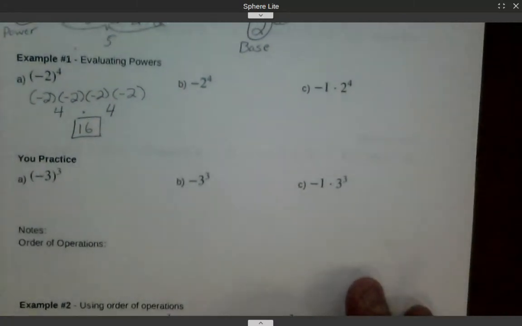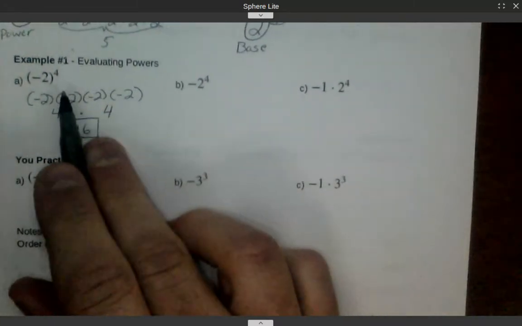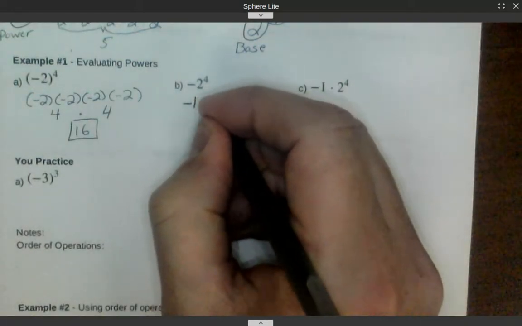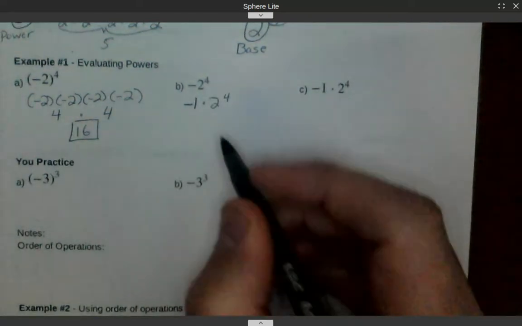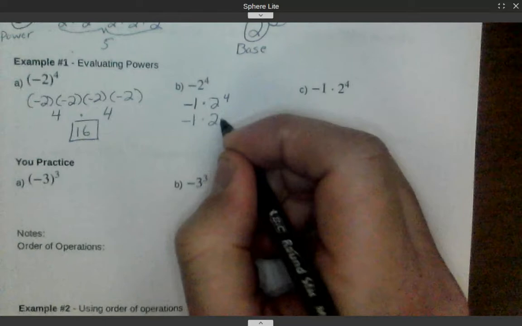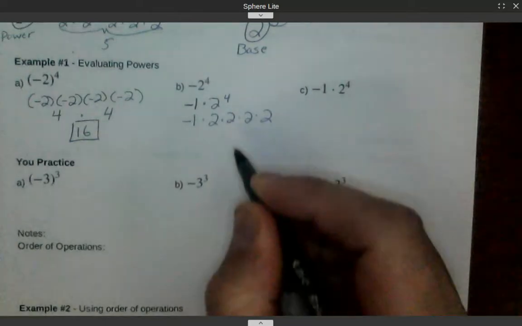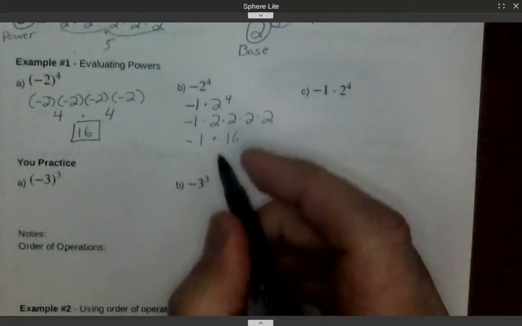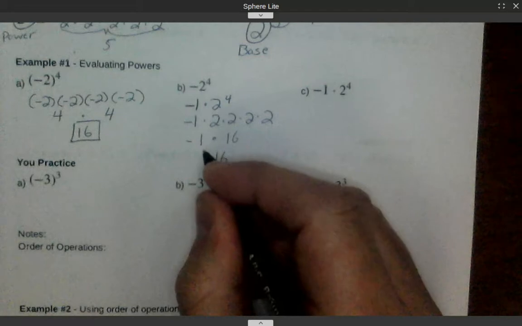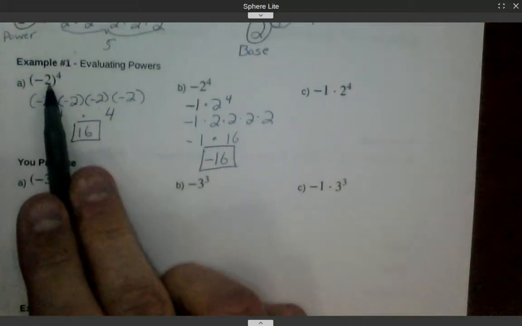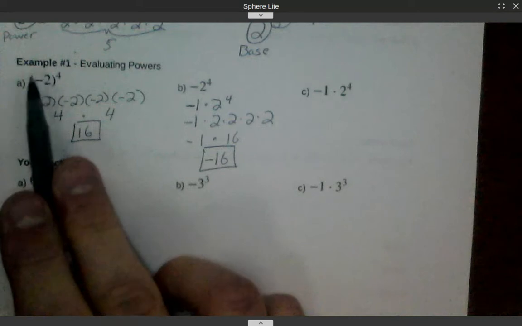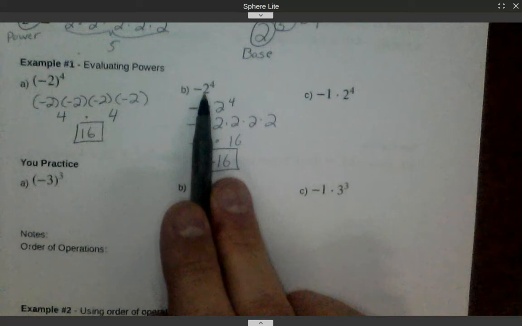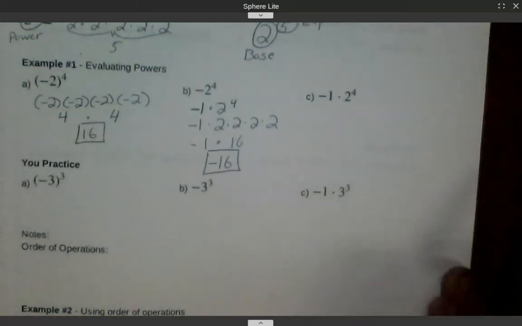Now, letter B is a little tricky. A lot of people think, hey, this is the same problem as letter A. Well, it's not. The reason why it's not is because this is saying negative 1 times 2 to the 4th power. If we do this, you'll have 2 times 2 times 2 times 2, which we know is equal to 16. And then we have that negative 1. So negative 1 times 16 gives us negative 16. So you can see the difference. This one has parentheses, so everything inside the parentheses, even the negative sign, we're taking to the 4th power. This one, we only take the 2 to the 4th power and not the negative sign.